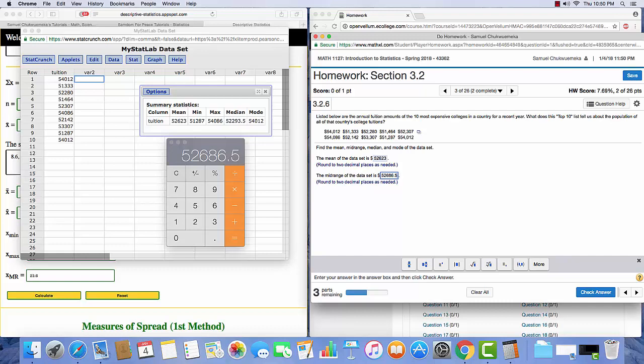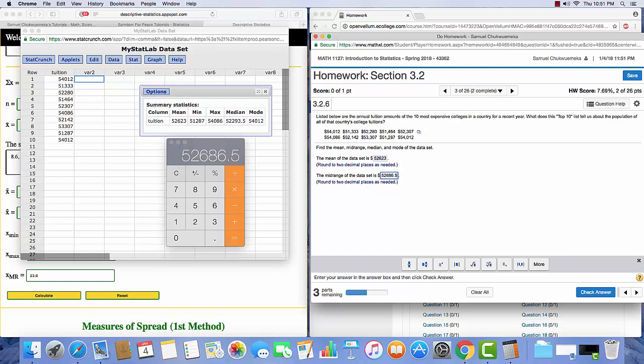The "as needed" means that if your answer is less than two decimal places, then just write your answer like that. However, if your answer is two decimal places, you also write it that way. However, if your answer is more than two decimal places, then you have to round it to two decimal places. That is what it means.